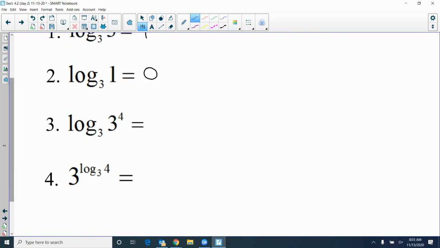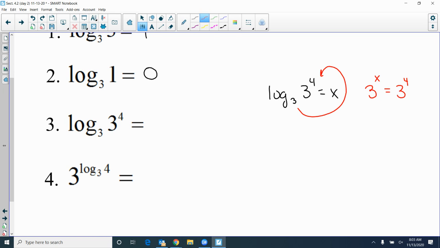Now, what does log base 3 of 3 to the 4th equal? When you're not sure, say it's got to equal some number x. If I write it in exponential form, it becomes 3 to the x equals 3 to the 4th. So 3 to the x power equals whatever we're taking the log of. Once you have it written like that, 3 to the x equals 3 to the 4th, what does x have to equal? 4. So it equals 4.